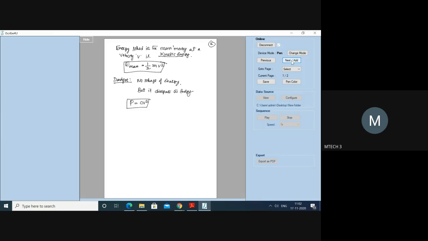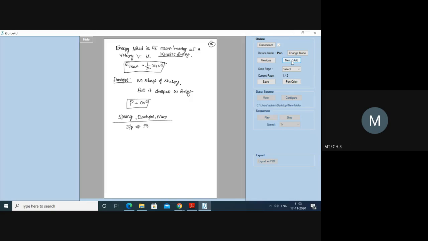Now in all these cases, what we have discussed are the basic building blocks. Can you tell me which are the basic building blocks under mechanical? Spring, dashpot, mass. Okay, right. In all these cases, what was the input?